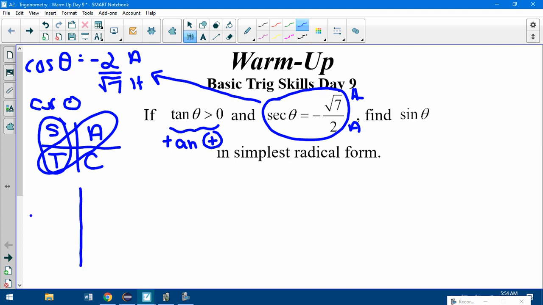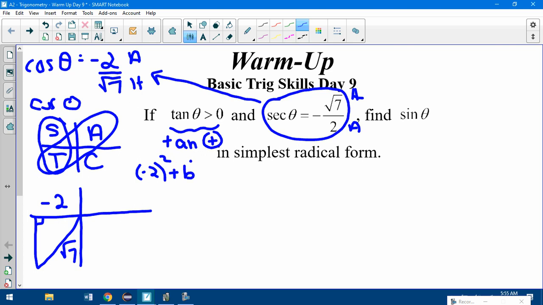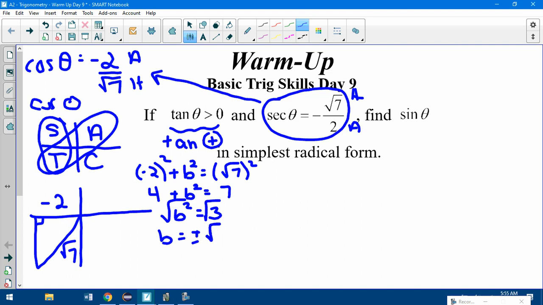So draw a triangle in quadrant 3. Adjacent's negative 2. Hypotenuse is radical 7. We got to find this other side. So negative 2 squared, make sure that's in parentheses, plus b squared equals radical 7 squared, which means 4, the negative goes away because it's squared, plus b squared equals 7. So b squared is 3, take the square root. B is plus or minus radical 3. This one has to be negative because it's going down.